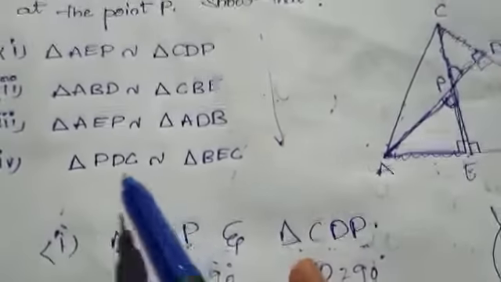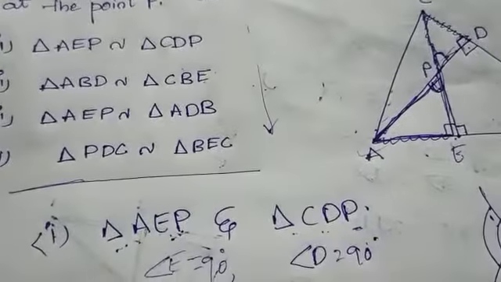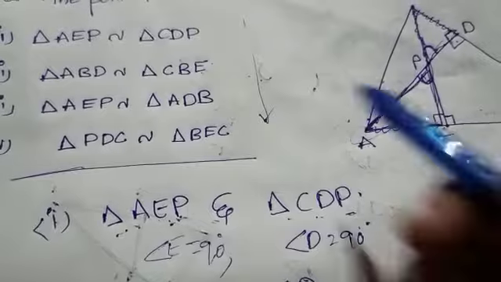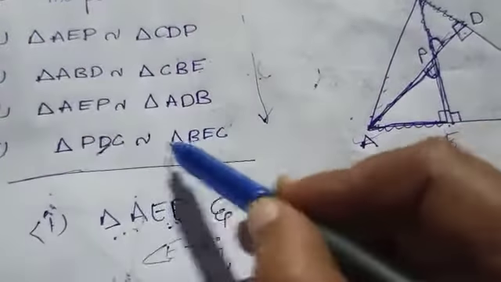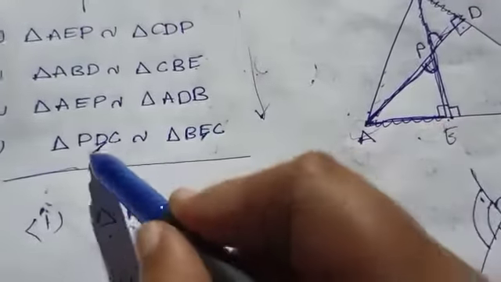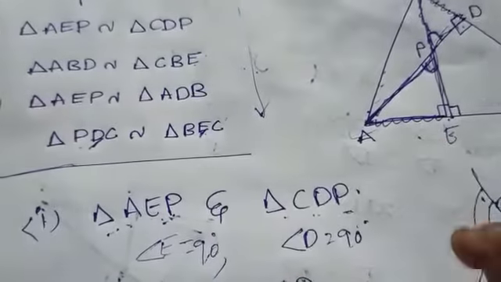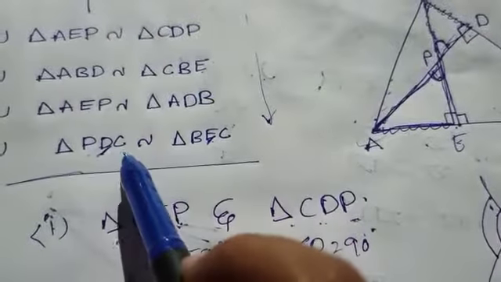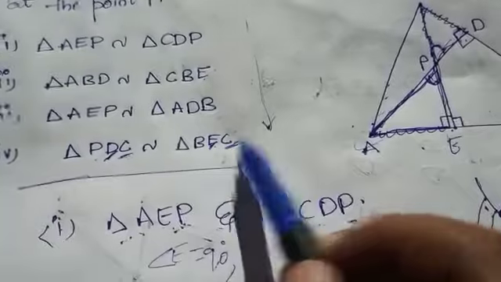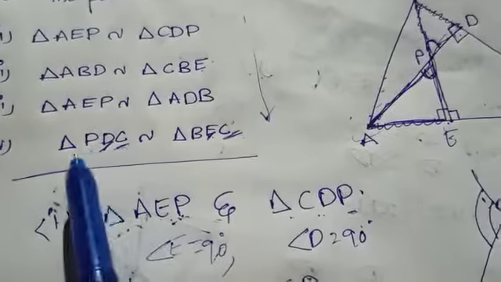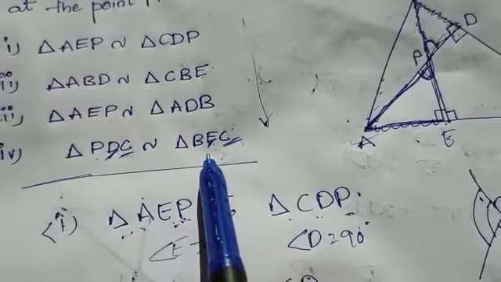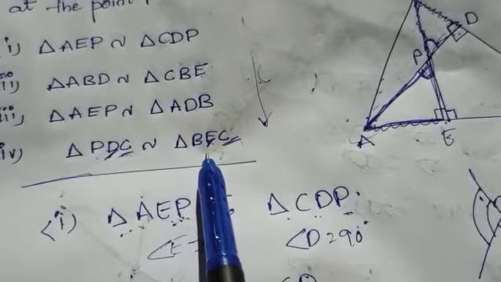In the same way, try to solve the fourth question. Here angle D equals 90 degrees, angle E equals 90 degrees, and the common angle is C. So these two triangles are similar based on the angle similarity criteria.